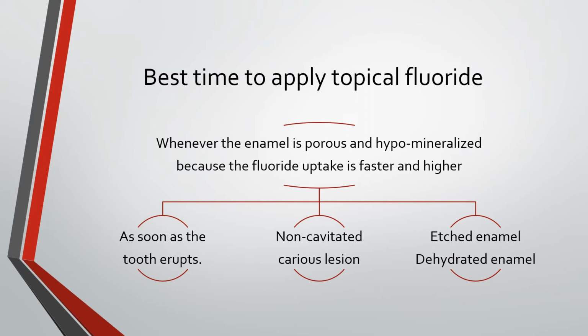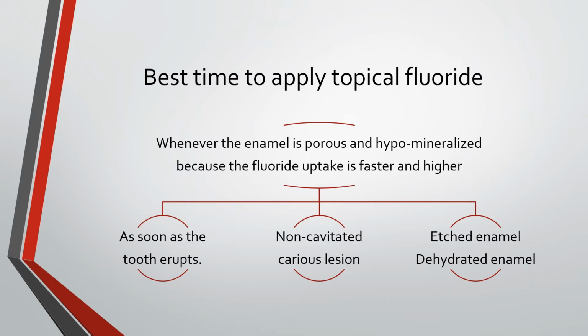Also, the porosity of the enamel can be increased by etching the enamel with phosphoric acid, or conditioning the enamel before you apply topical fluoride, or if you dehydrate the enamel, the fluoride uptake is higher and faster. So the best time to apply topical fluoride is as soon as the tooth erupts, or when you see a white spot lesion or a non-cavitated carious lesion or incipient carious lesion. That is the best time you must start applying fluoride.